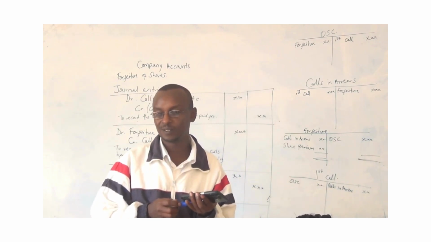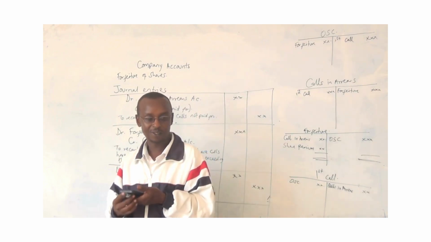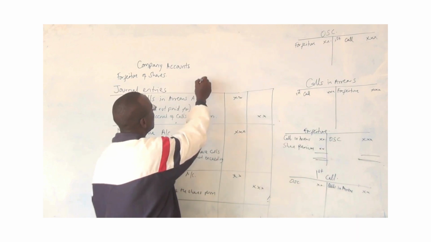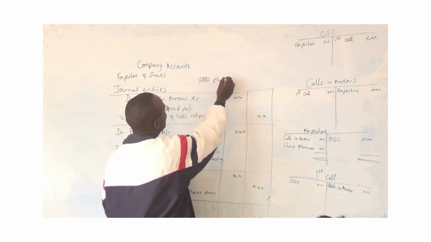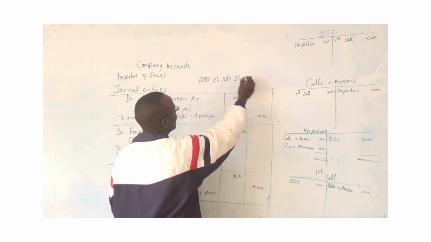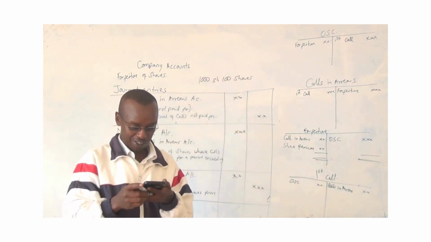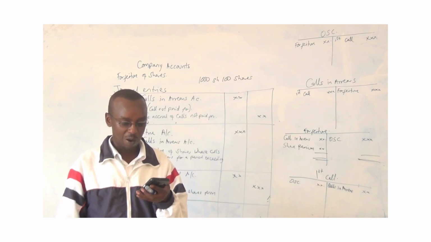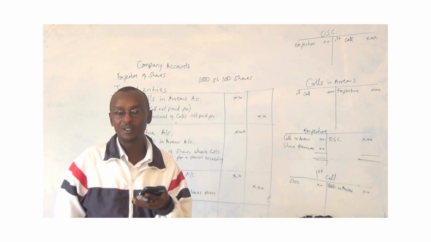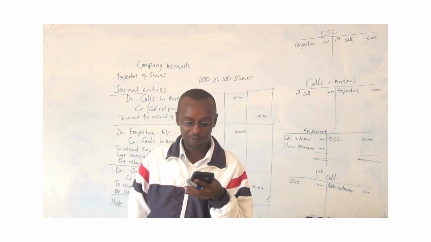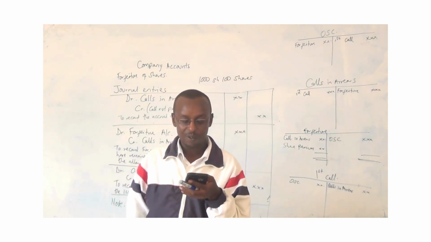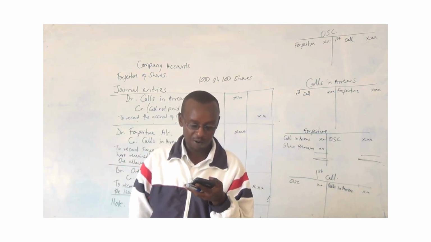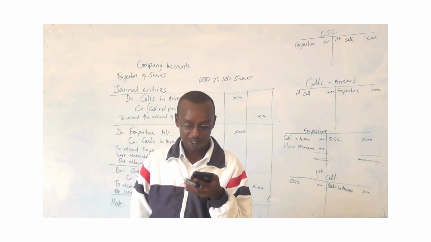Illustration. Assume that 100 shares of 1,000 shillings were allotted to a member, who paid shillings 75 on application and allotment, but who failed the first and final call of shillings 25. Go ahead.